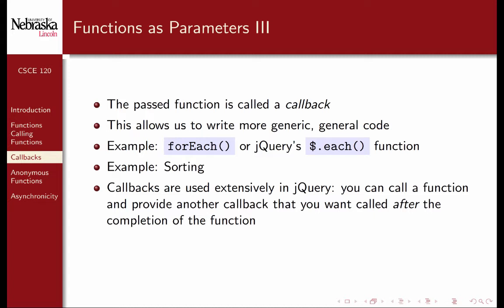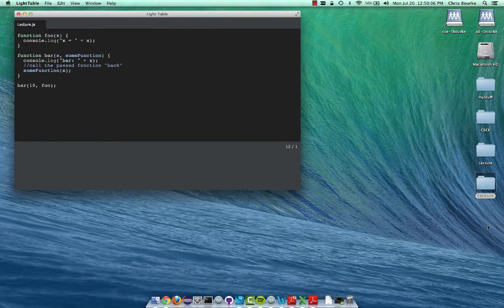Callbacks are also extensively used in jQuery. You can call a function and provide another callback that you want to be invoked after the completion of the function. Let's take a look at a concrete example.